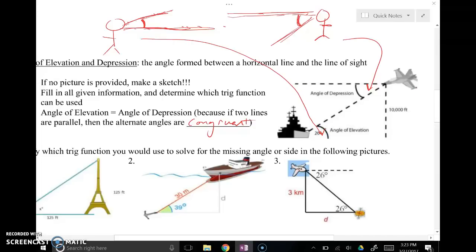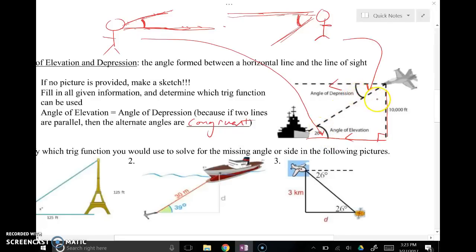Now, the idea here is that because these two lines of sight are parallel, alternate interior angles are congruent, and the angle of depression and angle of elevation make this zigzag here, and they are indeed congruent. One of the important things that you need to see right here is in this right triangle, notice that the angle of depression is actually outside the triangle, and the angle of elevation is inside the triangle. Keep that in mind. It's not this angle here.